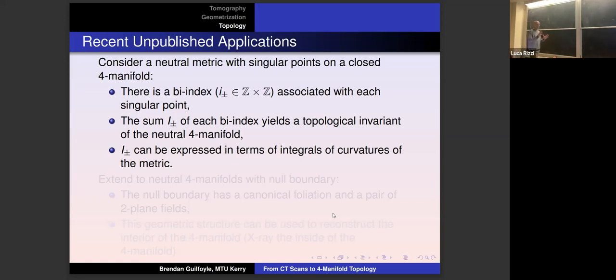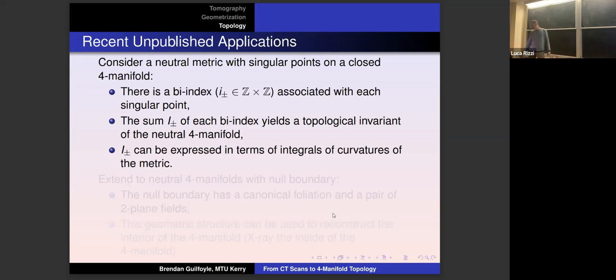Okay, but again, this is on closed 4-manifolds. As I said at the start, you have obstructions to existence by Hirzebruch-Hopf of neutral metrics on closed 4-manifolds, which if you give them singularities, then they all have these nice indices. And these indices add up to some particular expression which you can write down in terms of integrals of the curvature. So that's for closed 4-manifolds.